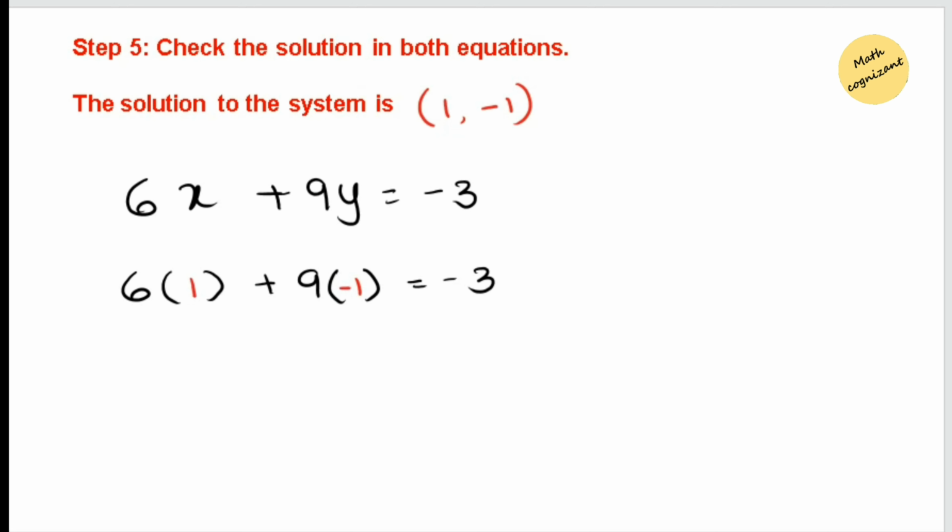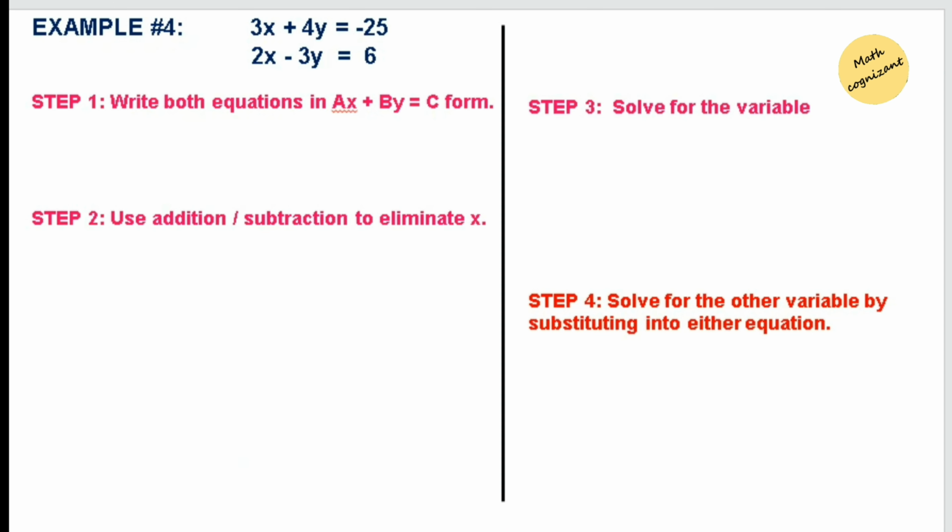6 times 1 is 6 plus 9 times negative 1 gives us negative 9. 6 minus 9 equals negative 3. When you subtract, you always have to write the sign of the greater number. So on both sides, you got the same answer, negative 3. You should be very careful with the signs when you are simplifying any integer.